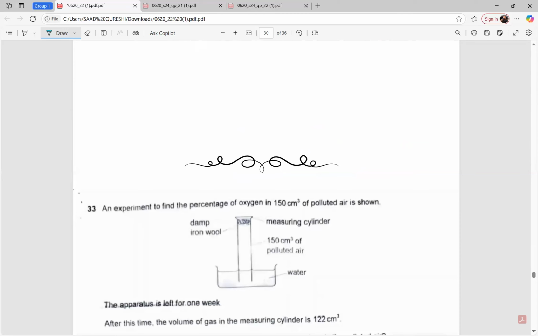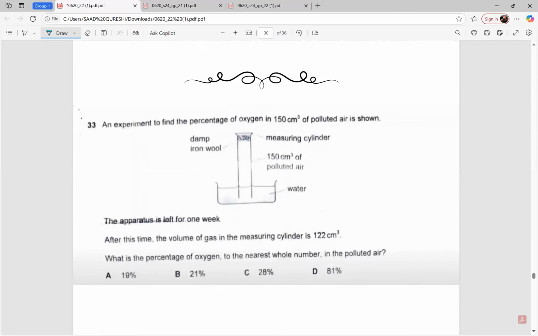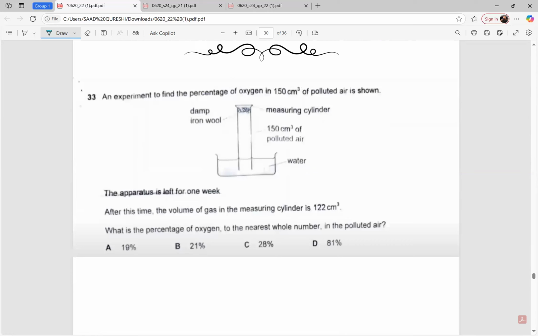An experiment to find the percentage of oxygen in 150 cm³ of polluted air is shown. The apparatus is left for 1 week. After this time, the volume of the gas in the measuring cylinder is 122. What is the percentage of oxygen to the nearest whole number in the polluted air?